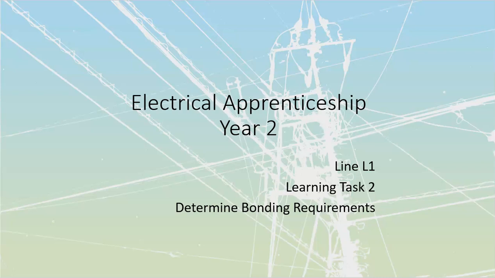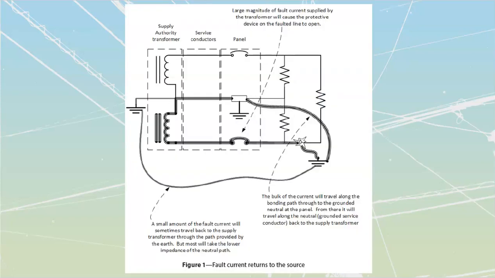All right, line L1, we're in learning task number 2, where we're going to determine the bonding requirements that we are going to have. Now, we've talked about this illustration before. The fact that under a fault, we're going to have current that's going to get delivered out of our system, outside of the normal path. What's then going to happen is that current is going to have to try to find its way back to the source. It does not want to go to the Earth.